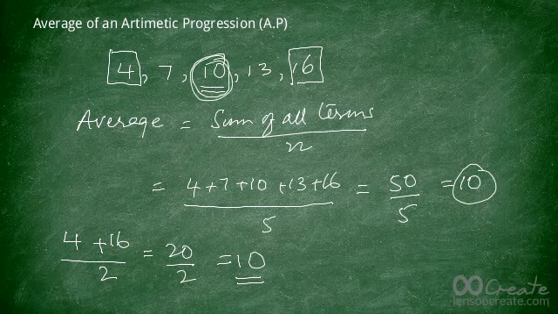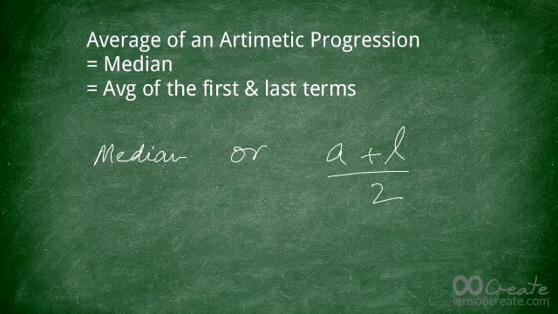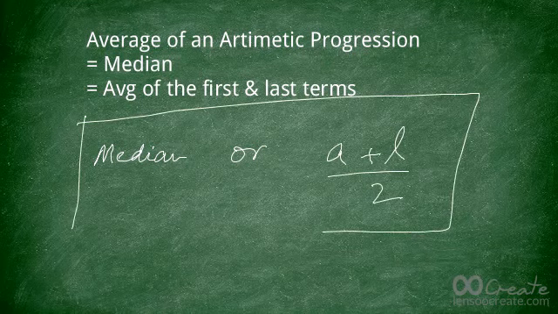Which brings us to a very interesting and important conclusion. The average of an arithmetic progression is equal to the median. It is also equal to the average of the first and last terms. So, if any arithmetic series is given to you and you're asked to figure out its average, you have the option of identifying the median, or you could just do the first term plus the last term divided by 2. That's how you can find the average of any arithmetic series.